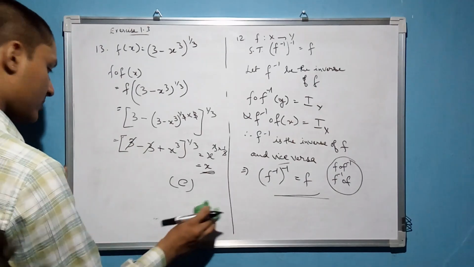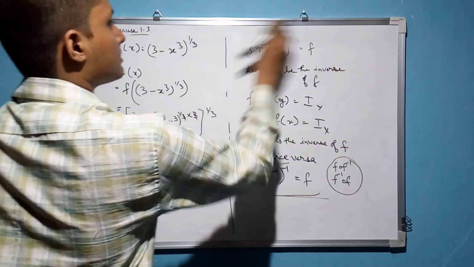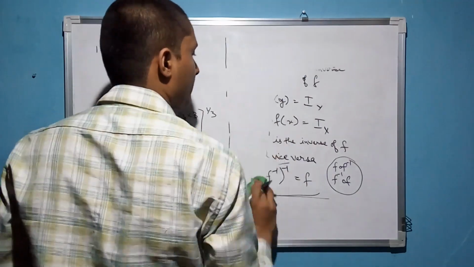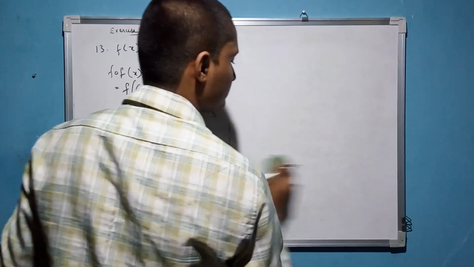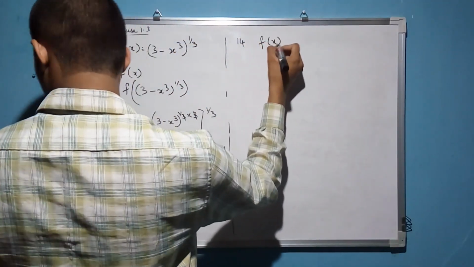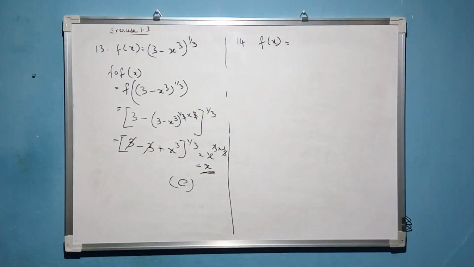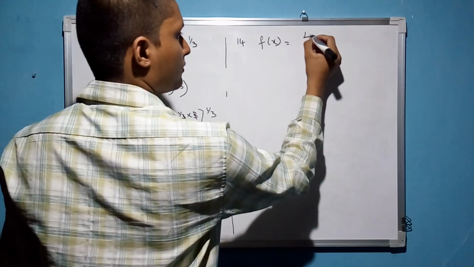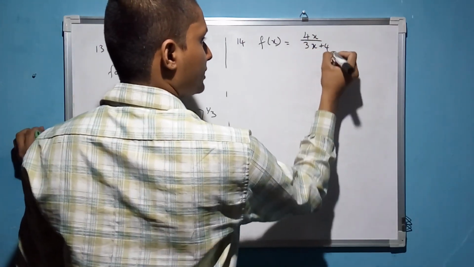Now I'll go to the last question. The question is given to me. You need to find the inverse of the function given over there. The function is f of x is equal to 4x by 3x plus 4. 4x by 3x plus 4. So you need to find something.